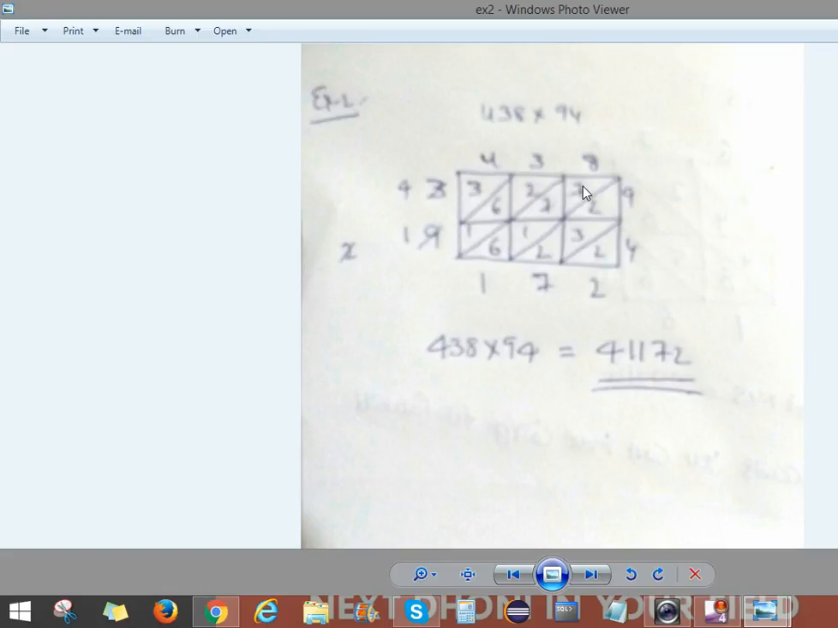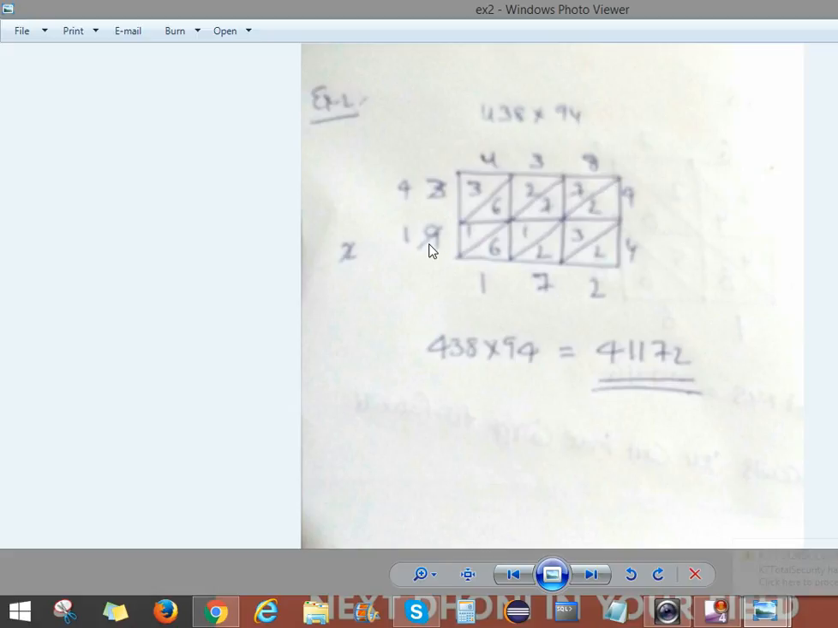So the next one, 7 plus 7, 14, 14 plus 1, 15, 15 plus 6, 21. See, 21, the carry is 2. So this carry can be added to the previous one. That means 9, you add 2, it will give 11. So at that level again you get a carry of 1.